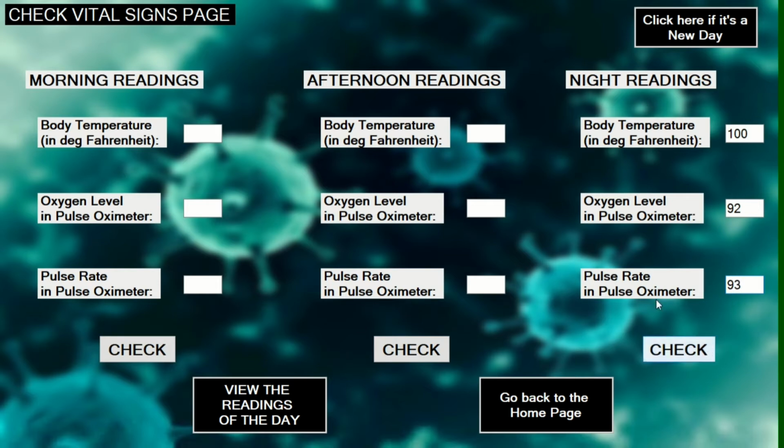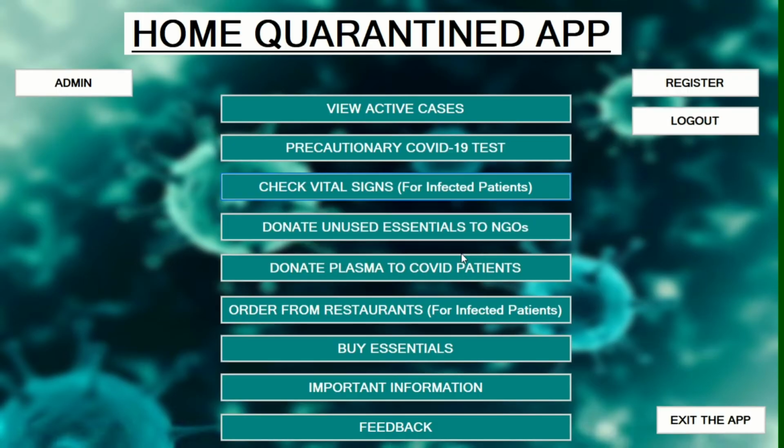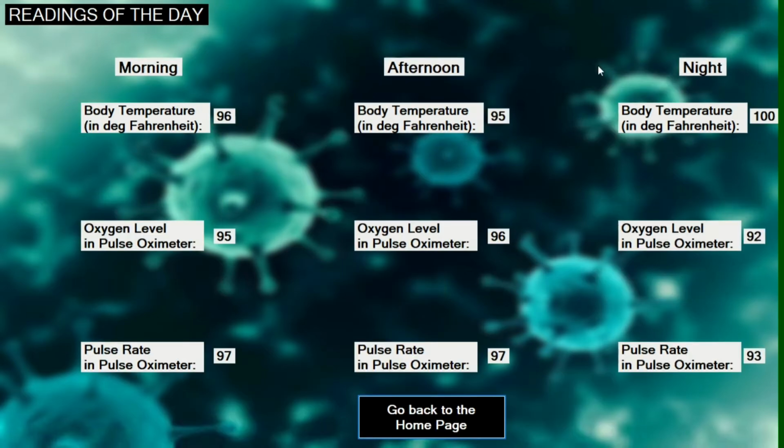Now I click on check. It says your condition is deteriorating, get admitted at the earliest. Now at any point of time, if you get this message, it means that you need immediate medical help. I can go back anytime. I can check the readings of the day.